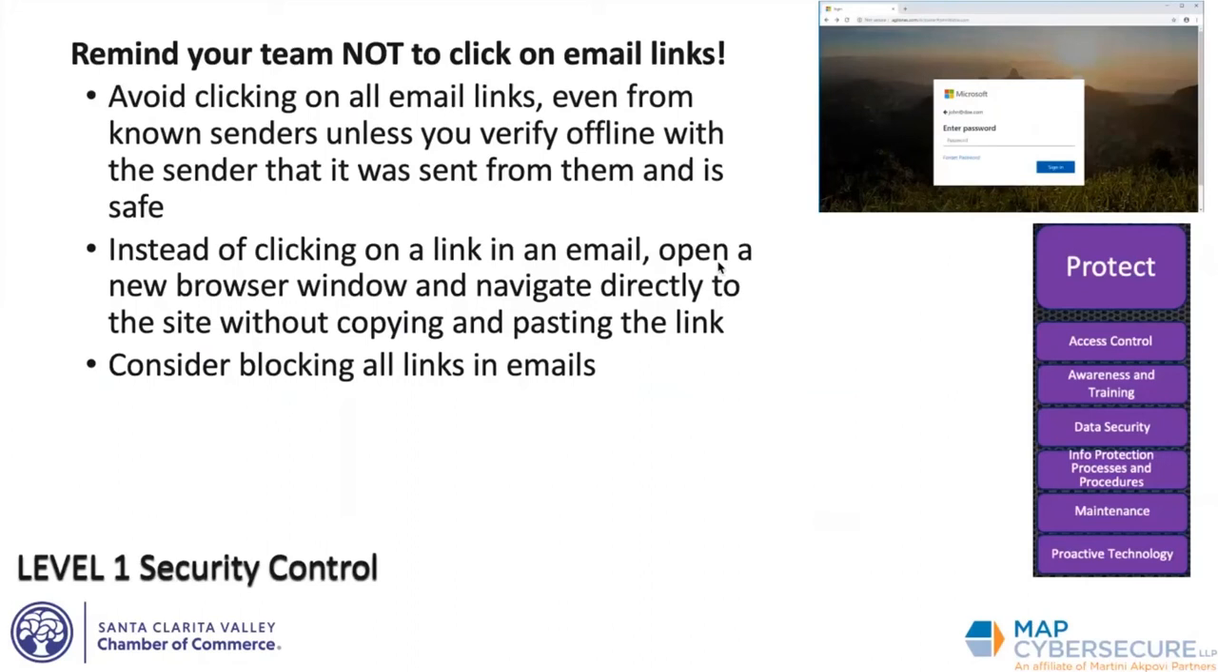And offline means don't email them and ask them. It means phone them, right, or find a different methodology, whether it's a text or a phone call, and ask them that. You cannot assume that email is secure. It's very easy to impersonate someone else's email. So if you have a question about an email that you received from someone, offline does not mean reply and ask, is this valid?